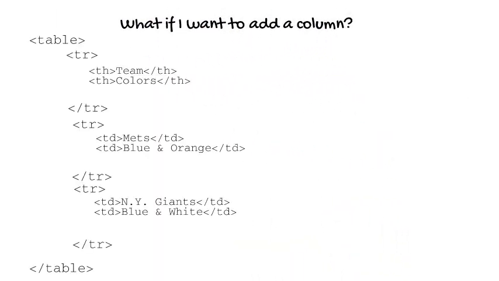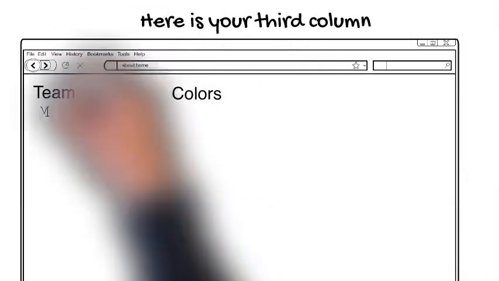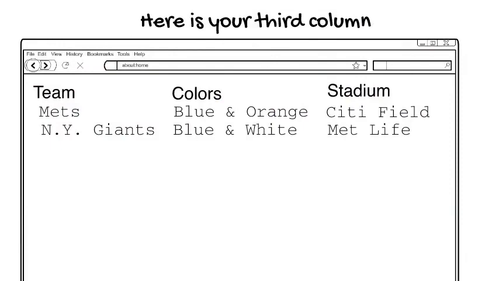Now, what happens if I want to add a third column to this? Well, all I need to do is add something underneath each one of these rows, and it will add a third column. So under the table row where the headers are, I'm going to add something called stadium. Then under each of the following rows, I'm going to add the stadiums for each of the teams, Citi Field for the Mets and MetLife for the Giants. Now, when you render your page, it should show you the first two columns, and it should also add the third with the stadiums on it.